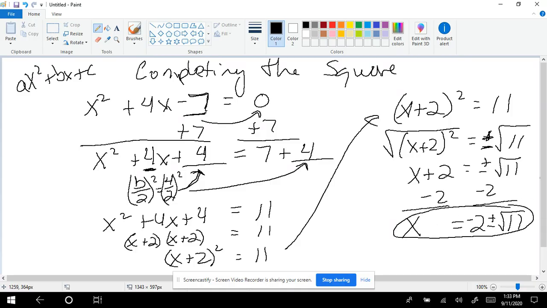And what it means is the two answers that we have is one time through, we take negative 2 plus whatever radical 11 is, and we would take negative 2 minus radical 11. Those would be our two solutions and how we'd get an approximation on a calculator.